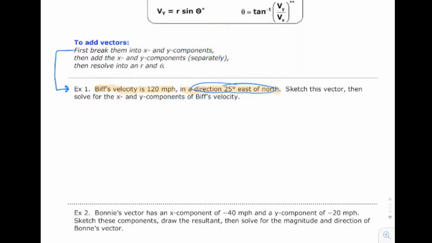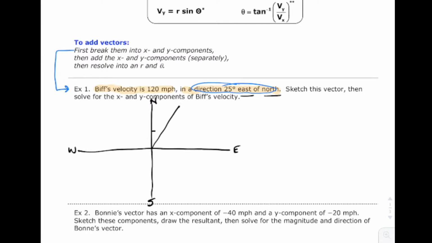Well, I guess what I'll do is I'll draw like an XY axis here. So that would be east, this would be north, this would be west, this would be south. And he's going not east, not north, he's going east of north, which means, okay, think of it this way, not north, but east of north. How far east of north? 25 degrees. This is the 25-degree angle. See that? That's Biff. 25 degrees east of north.